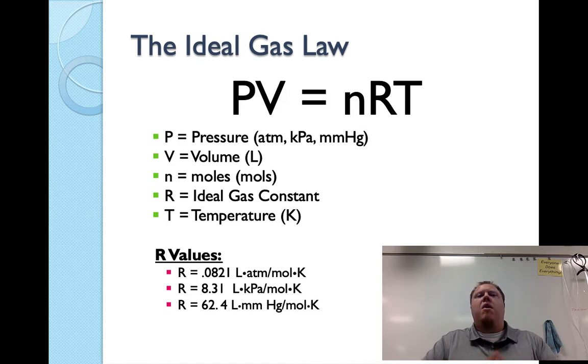All right? Now, this equation is different from the other ones because the other ones were like P1 and T1, P2 and T2. That was describing how pressure and temperature changed, or pressure and volume changed. So you had two different pressures, two different volumes.